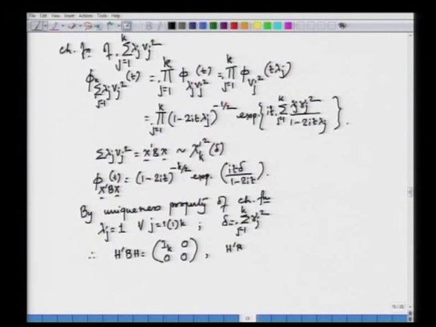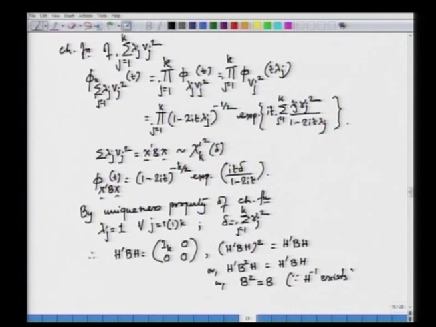So, we have H transpose B H square is actually equal to H transpose B H. Using the orthogonality of the H matrix, we have H transpose B square H as H transpose B H, or I have B square is equal to B, since H being an orthogonal matrix, its inverse exists. Since H inverse exists, I can very well write from here that B square is equal to B, implying that B is idempotent. This is what we had wanted to prove in the necessity or the only if part.